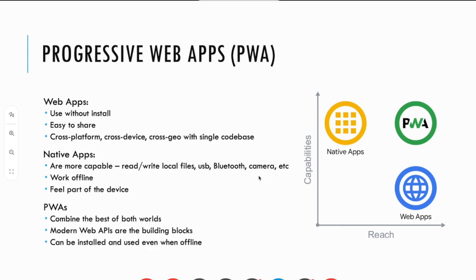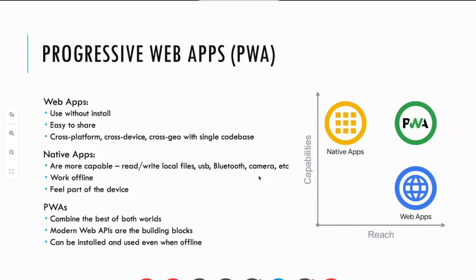And moreover, native apps, since they are installed on the operating system itself, feel more like a part of the device. While for a web app, you would go and launch a different app, which is the web browser, and then that app would just be a tab inside the web browser, which does not feel native-ish, right? So PWAs basically combine the capabilities of native apps and the reach of web apps to create the best of both worlds.